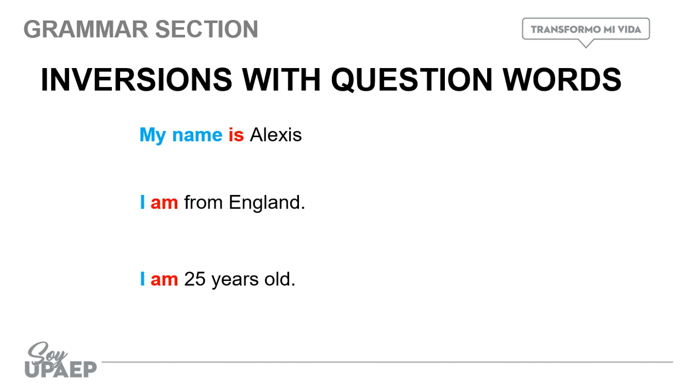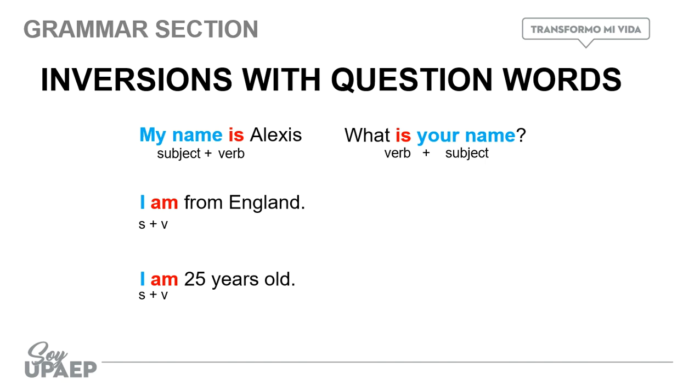Okay, so as we have already mentioned in previous videos, the normal order of words is subject plus verb. The subject is my name, the verb is. The subject is I, the verb is am. The subject is I, the verb is am. Okay? So what happens when we create a question? If you notice, we moved the verb to the subject place and the subject to the verb's place.